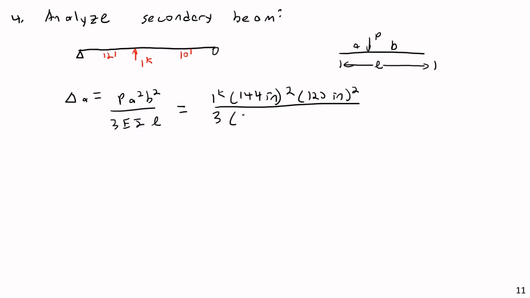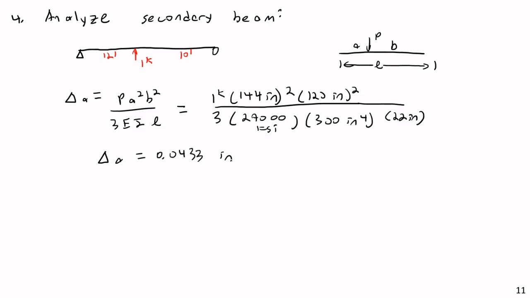3 then times 29,000 ksi times our I, or moment of inertia, of 300 inches to the 4th power, times our length of 22 feet, or 264 inches, and I find the deflection from this unit load at A is 0.0433 inches. And I really don't want to use this because this is just something I found in a table of formulas. What this really is, though, for our purposes, is lowercase delta bb. Again, this is the deflection at B from a unit load at B.